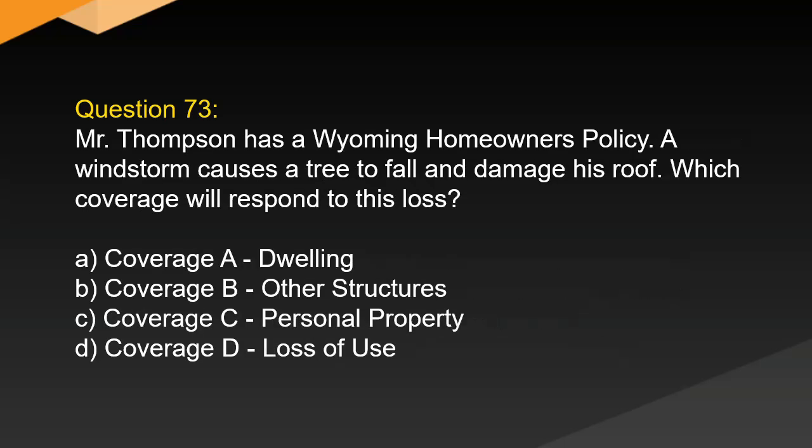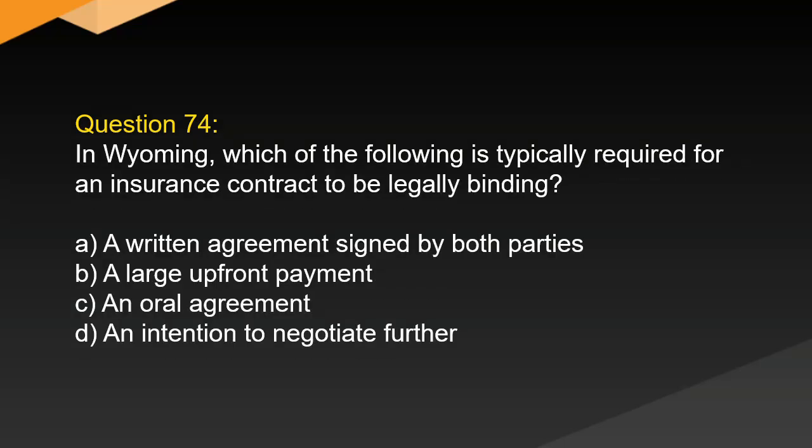Question 73. Mr. Thompson has a Wyoming homeowner's policy. A windstorm causes a tree to fall and damage his roof. Which coverage will respond to this loss? A. Coverage A, dwelling. B. Coverage B, other structures. C. Coverage C, personal property. D. Coverage D, loss of use.